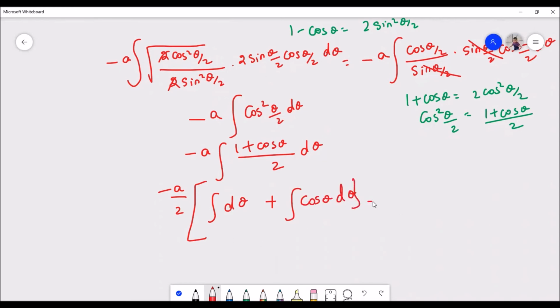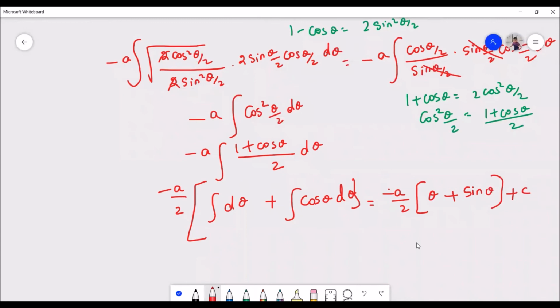So how will the integration come? Both the integrations you know very well. It will come as minus a by 2 outside for both the terms. Integration of d theta is nothing but theta, and integration of cos theta is nothing but sine theta. And don't forget to write c. Is the problem over?